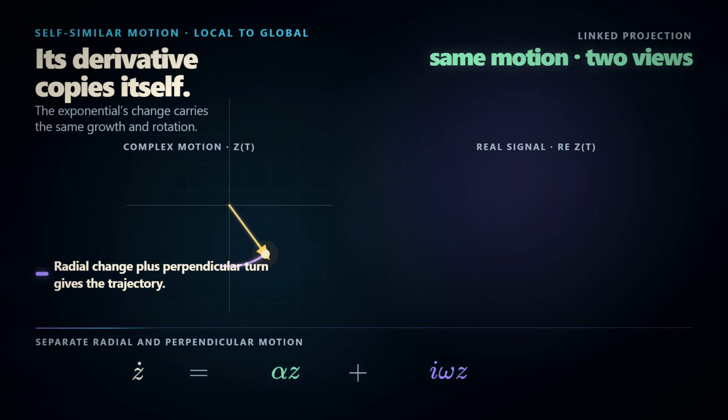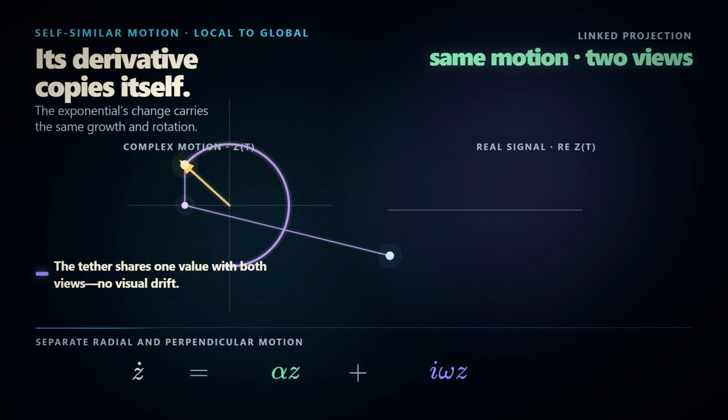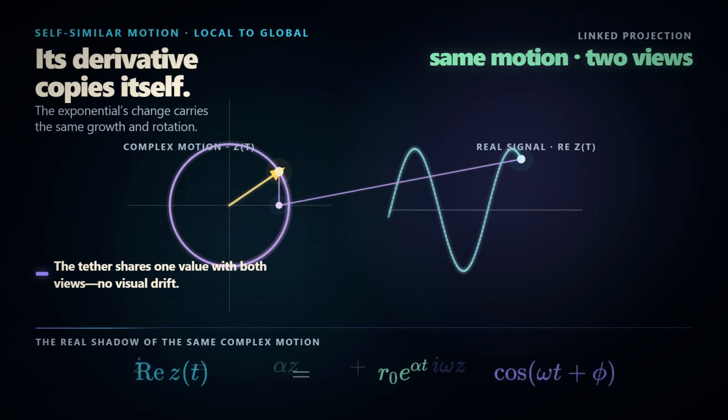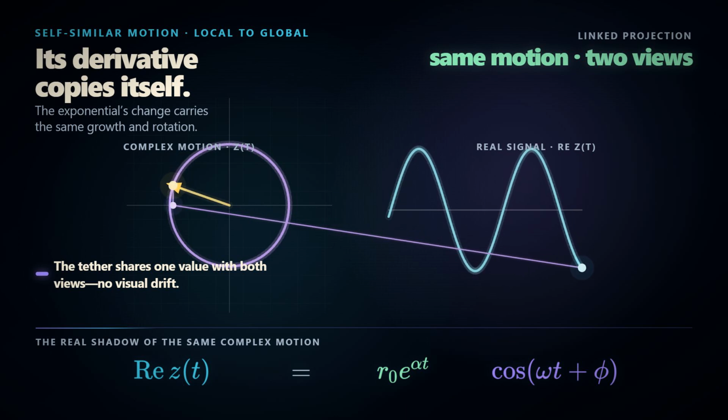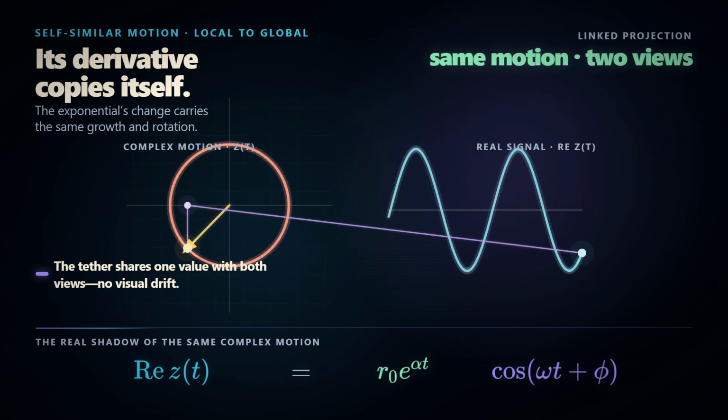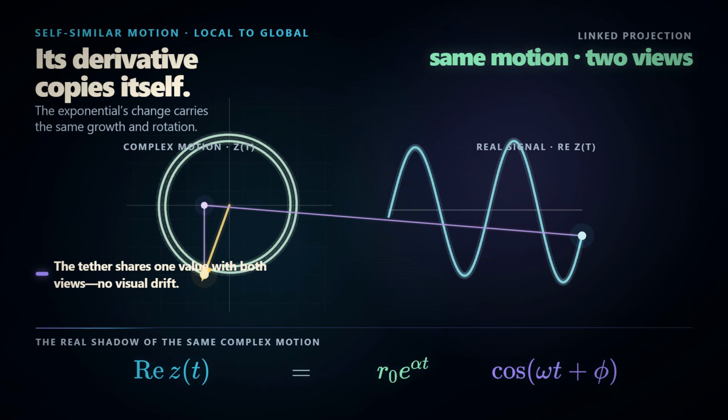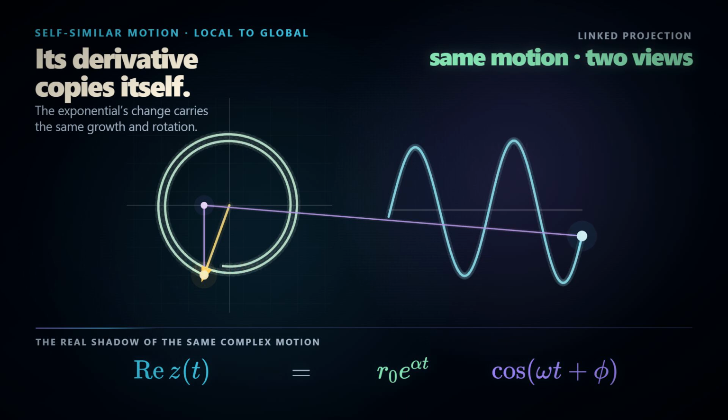Now, let the moving arrow draw a signal. Place time along a graph beside the complex plane. A guideline stays attached to the arrow's real projection and the newest waveform point, so their values cannot drift apart. As the arrow rotates, that point writes r0 e to the alpha t times cosine of (omega t plus phi). With alpha 0, the envelope is constant. Negative alpha damps the wave. Positive alpha amplifies it. The spiral and the graph are one motion viewed two ways.